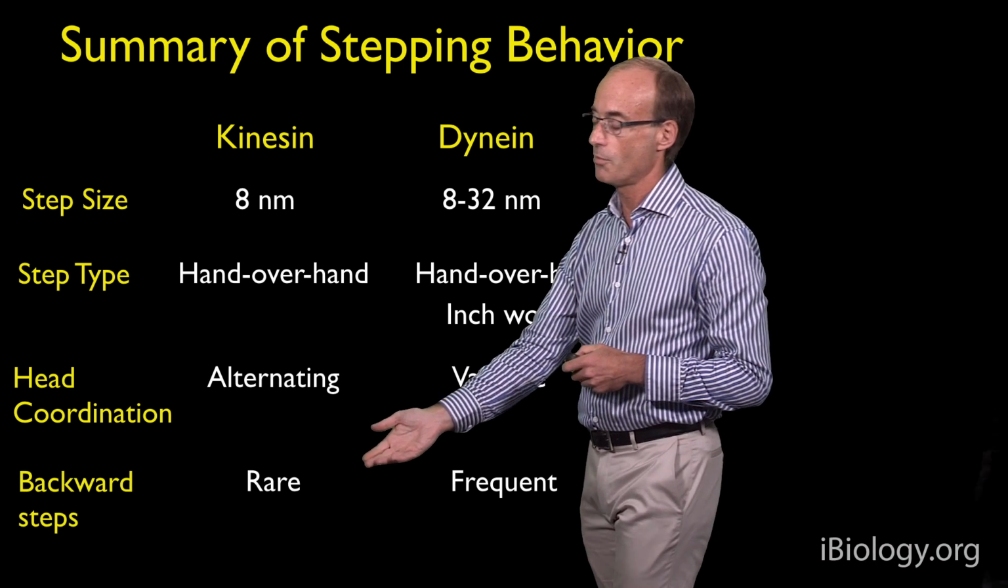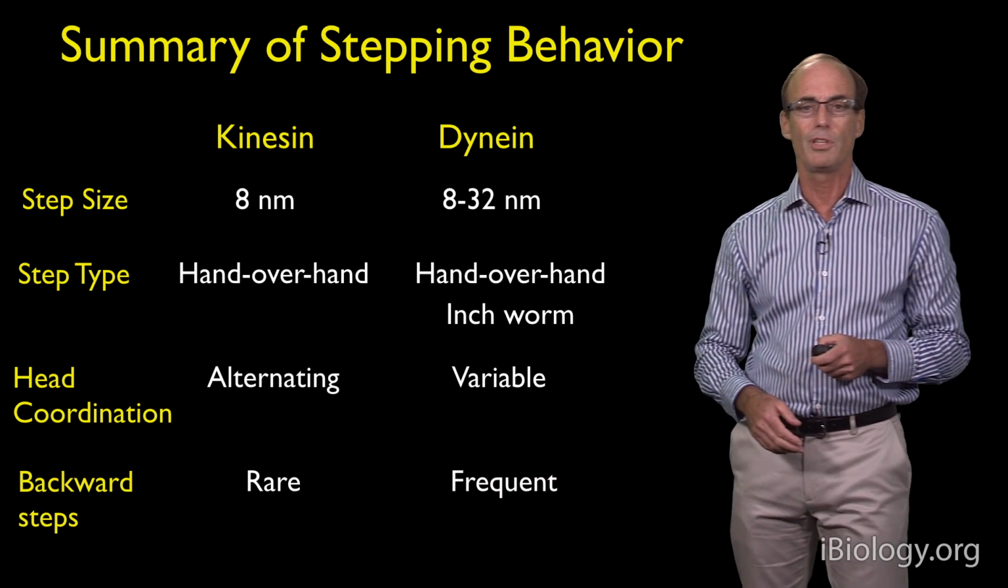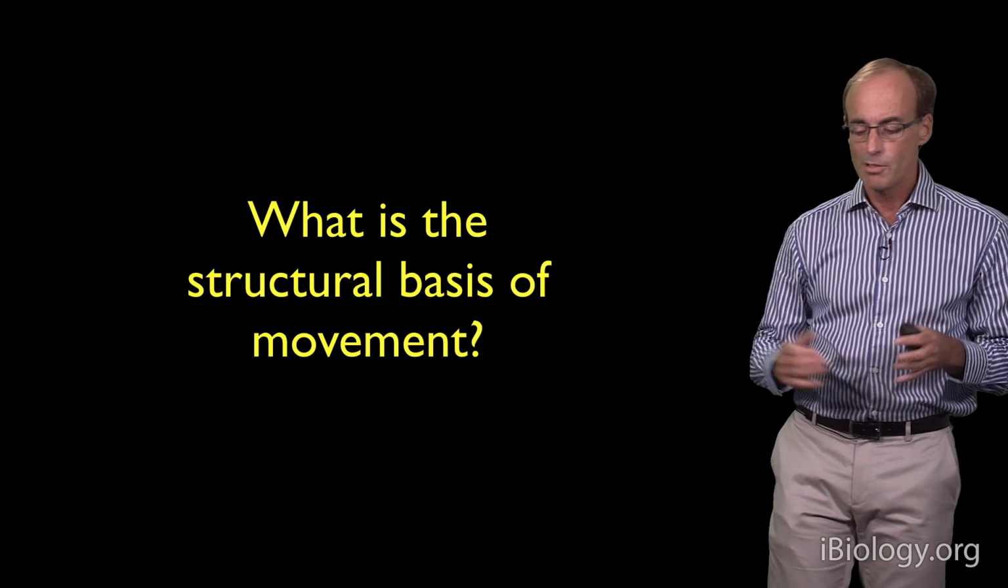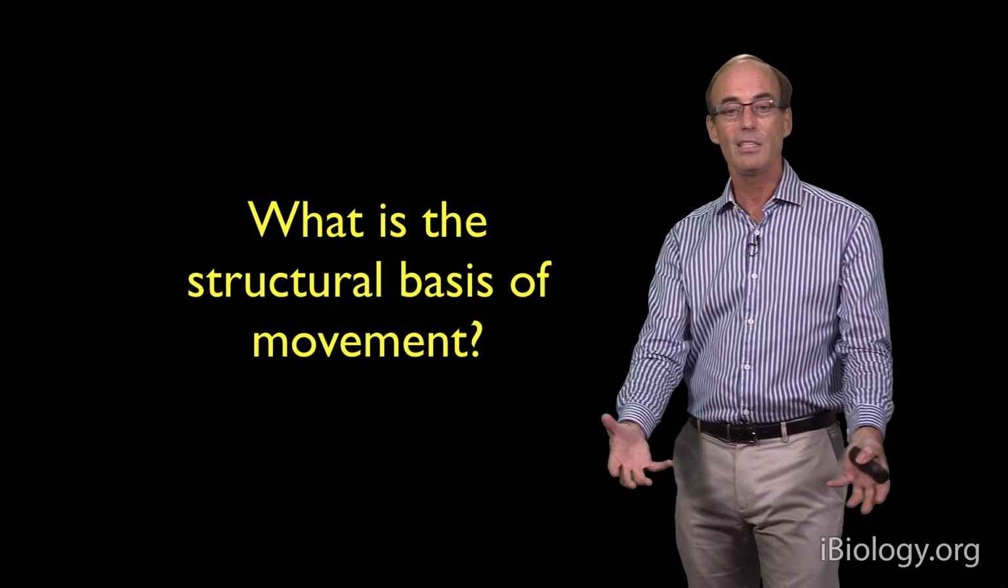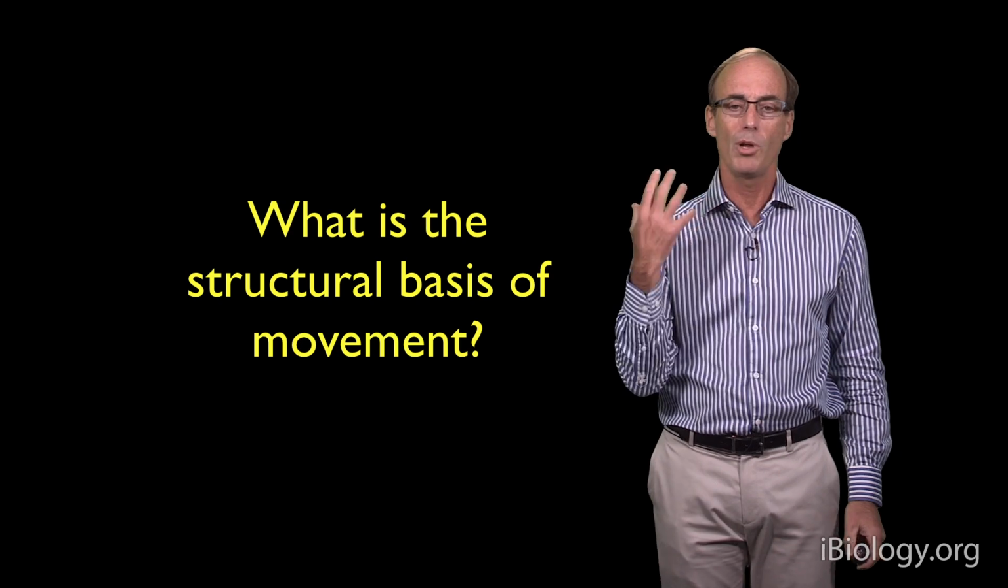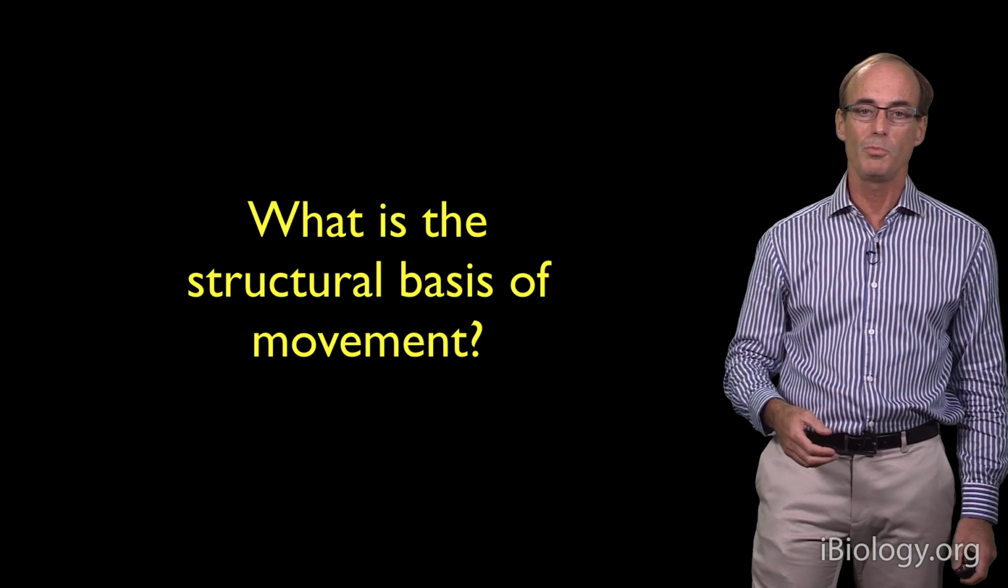Well, backward steps are rare for kinesin. As I showed you, they're quite frequent for the dynein molecule. So now I'd like to go on and discuss how is it that dynein can actually take these steps along the microtubule track. What is the structural basis for this movement?